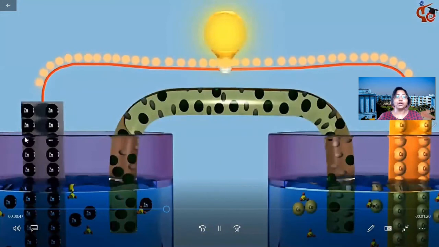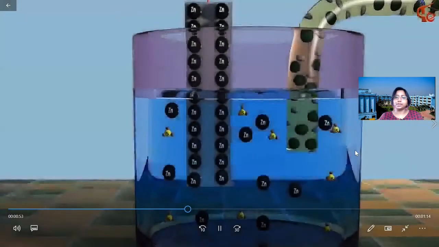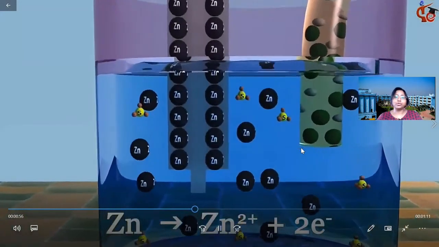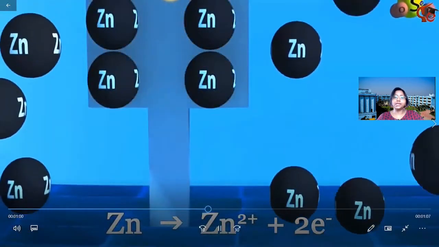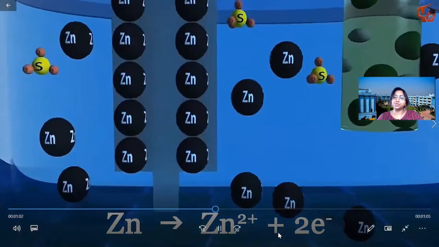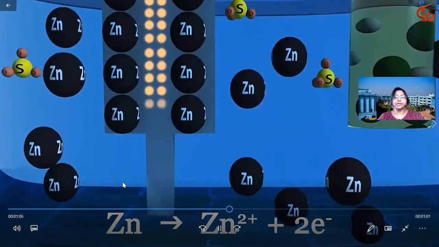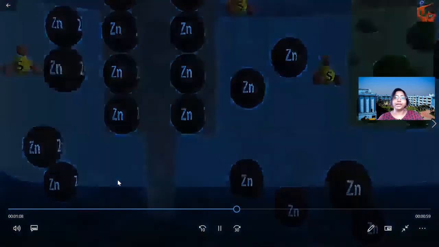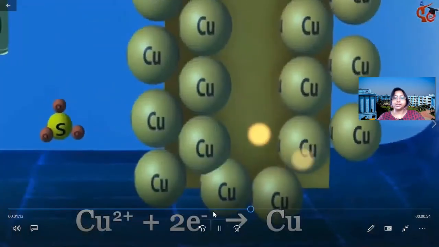Now the electron will flow from the zinc electrode to the copper electrode, as you can see in the picture. The reaction is given that zinc becomes Zn plus 2 plus 2 electrons. So at the anode, zinc will give the electrons, so it will become oxidized.